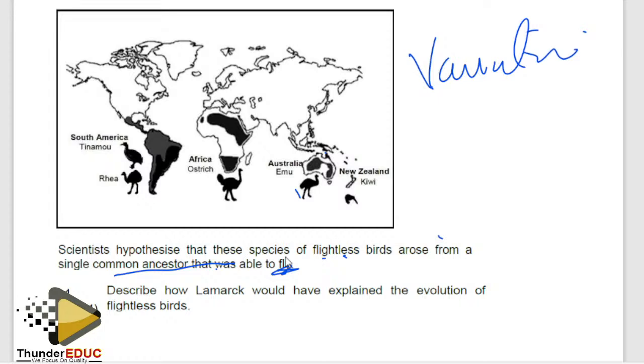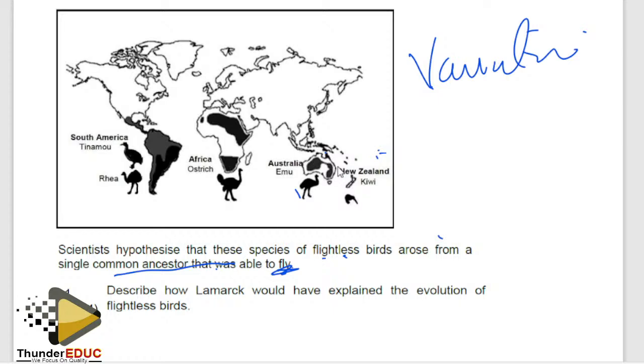This is called natural selection. Those which are not able to fly were produced in large numbers. Is it clear? And then you talk about how they pass their genes to the next generation. After many generations, all birds were not able to fly, they became flightless birds. That's how you can explain. But still, they can use this and ask you to describe how they became new species.